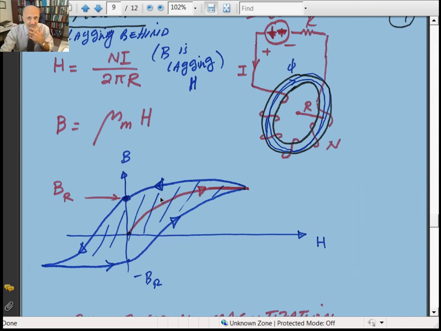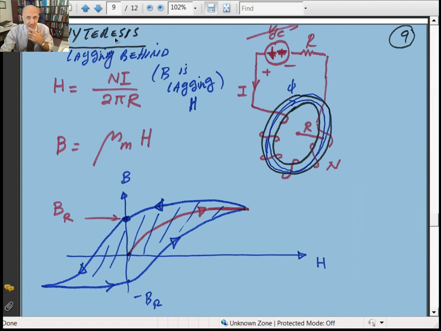And that's called hysteresis. Hysteresis is a Greek word meaning lagging behind. You can see the magnetic flux density B is actually lagging H, the magnetic field intensity H. So when you come back here, H is down to zero, but B is actually lagging it by these residual magnetizations.